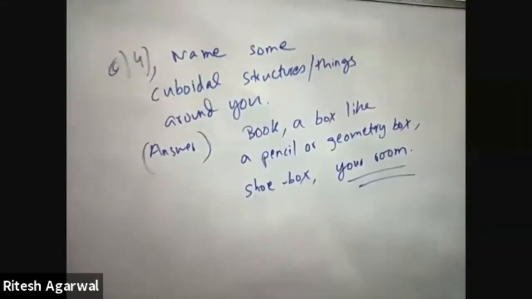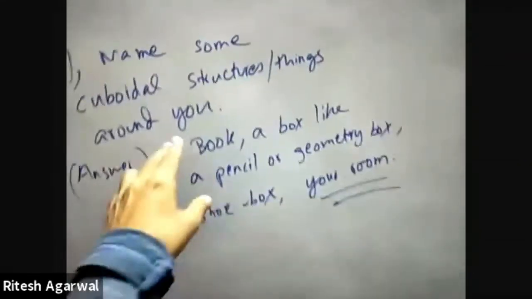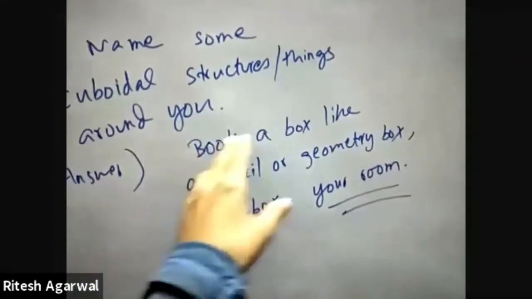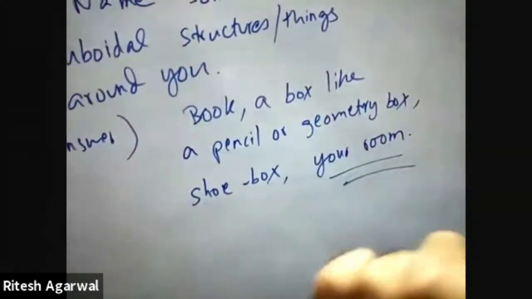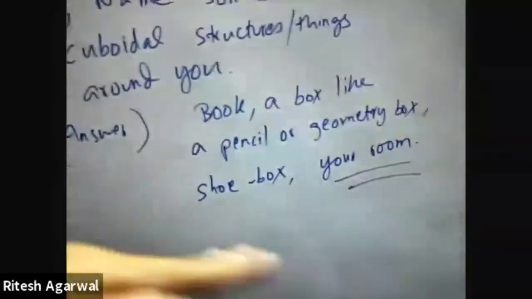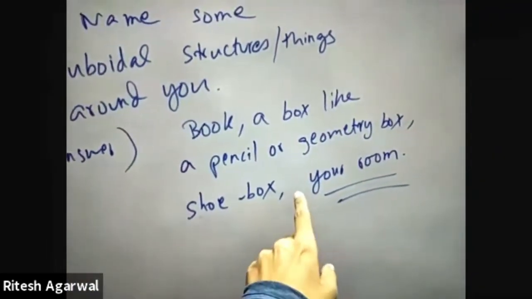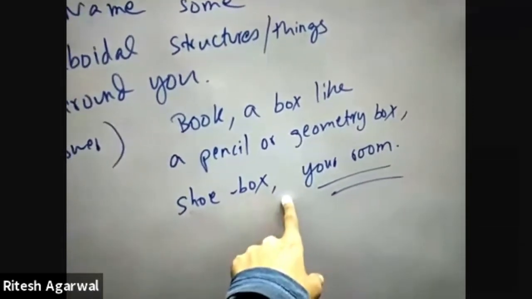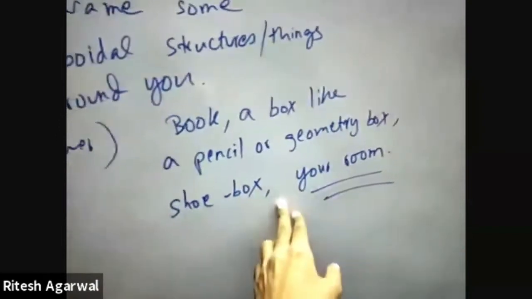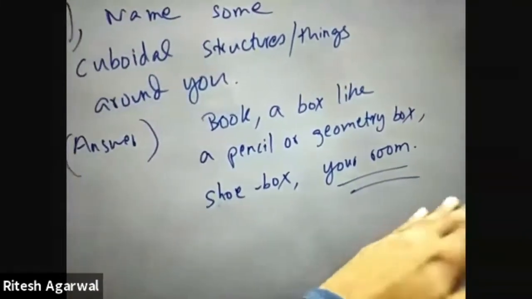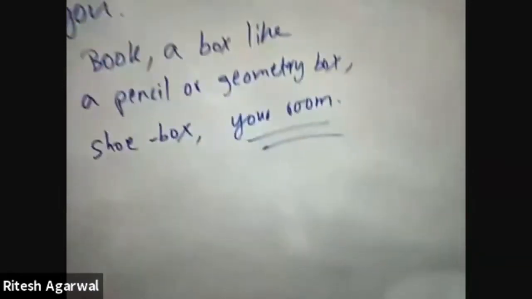Question number 4. Name some cuboidal structures or things around you. Book, notebook, a box like a pencil box or a geometry box, assuming that it does not have a curved surface, but a straight surface. Shoebox, and in fact, the most important, your room itself. Our rooms, unless they have a circular corner, are usually cuboidal. Now, how are our rooms cuboidal?